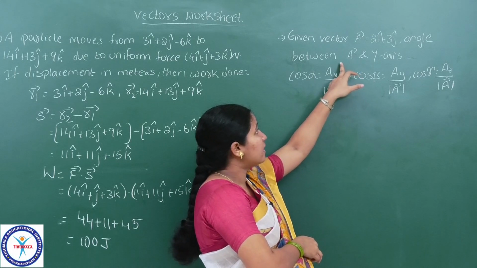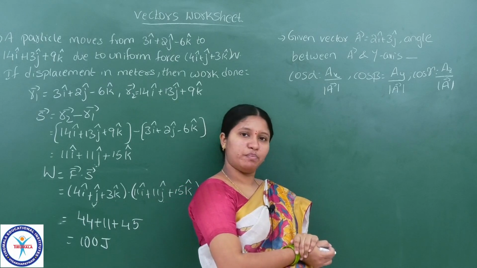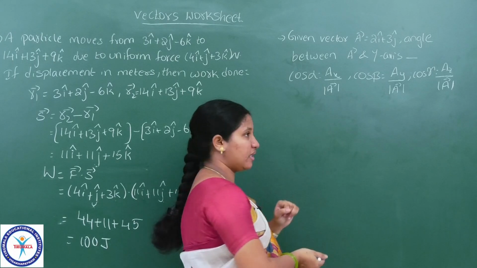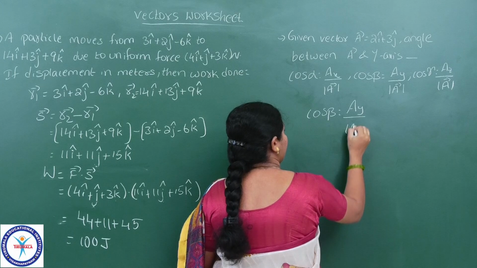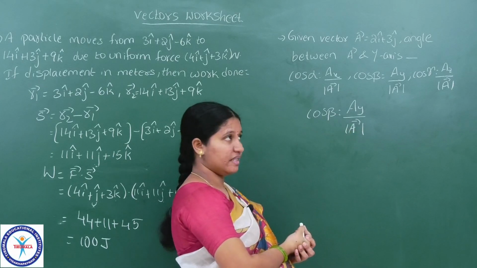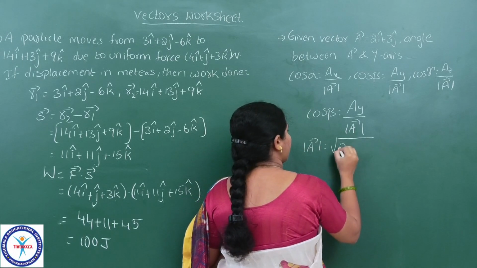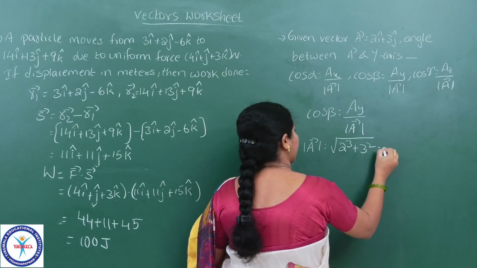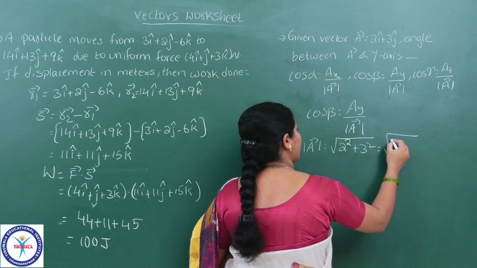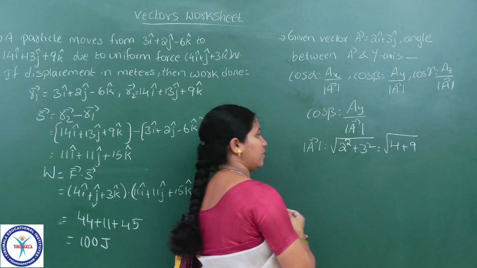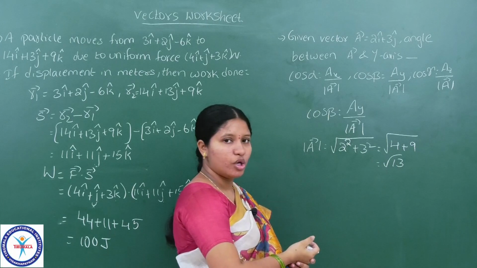He asked to find the angle between A bar and y axis. So, the angle between A bar and y axis is beta. So, we can write cos beta equal to ay by mod A bar. So, first let us find mod A bar. So, mod A bar equal to square root of 2 square plus 3 square, which gives us 4 plus 9. So, 4 plus 9 gives 13, that is modulus of A bar is equal to root 13.